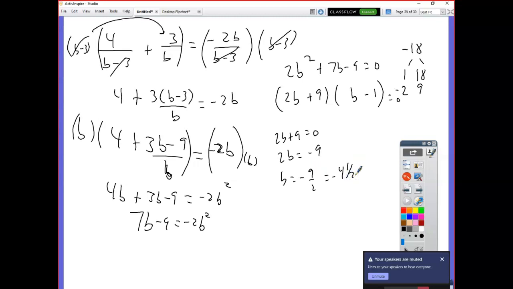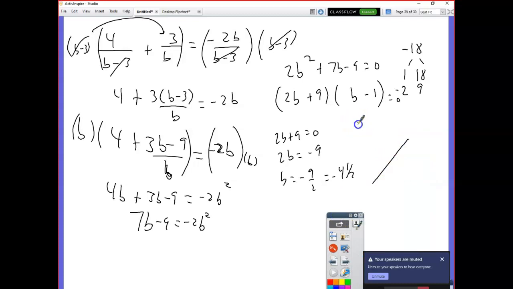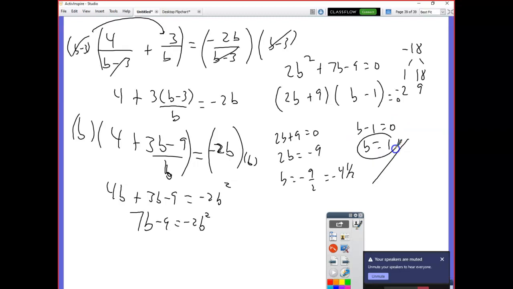Agreed? Okay. This one over here is b minus 1 equals 0. That's when b is equal to, b minus 1 equals 0, so b is equal to what? To 1. Okay. I expect you to say that quicker. All right, so one last thing. Check to see if it makes any of my answers incorrect. Does it make any of my answers incorrect?